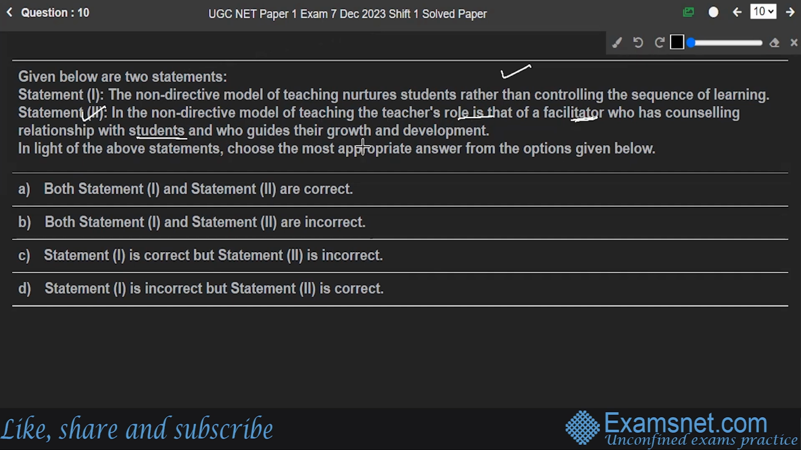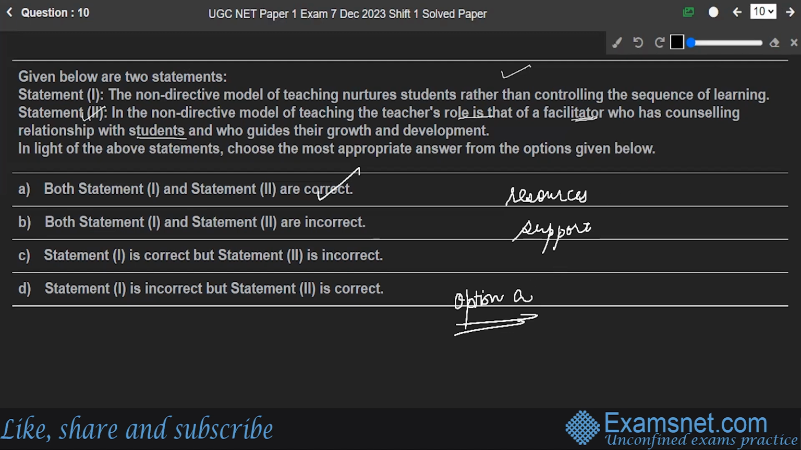Teachers in non-directive classrooms are not the experts who tell the students what to learn. Instead, they are the facilitators who help the students to learn by providing them with the resources, support, and guidance. Teachers in these classrooms also have a counseling relationship with students, which means they are there to support the students' emotional and social development and the academic development as well. So both of these statements are correct, and option A is the right answer.